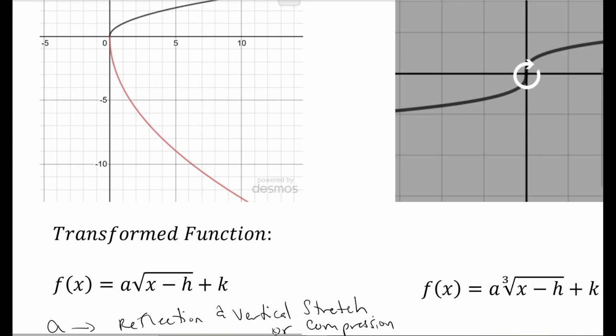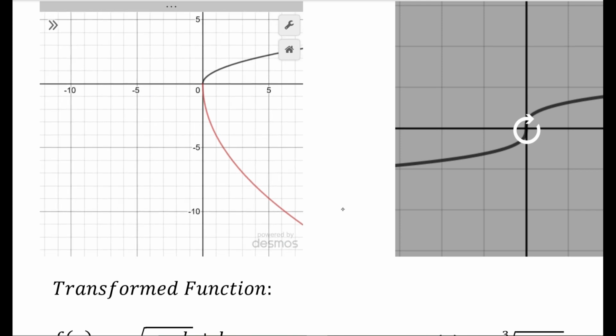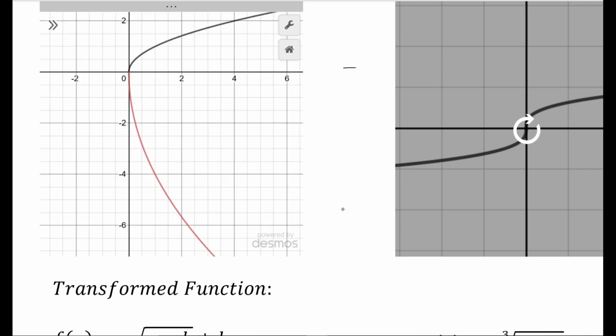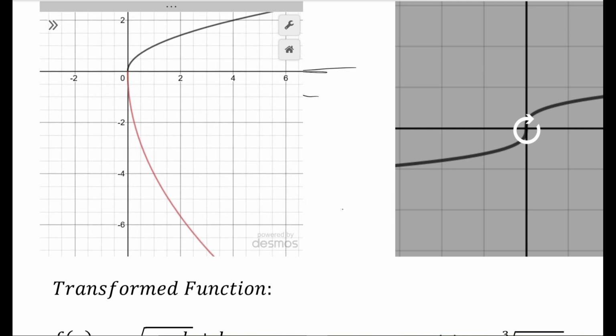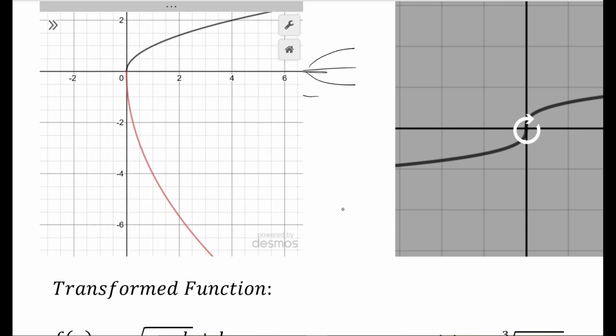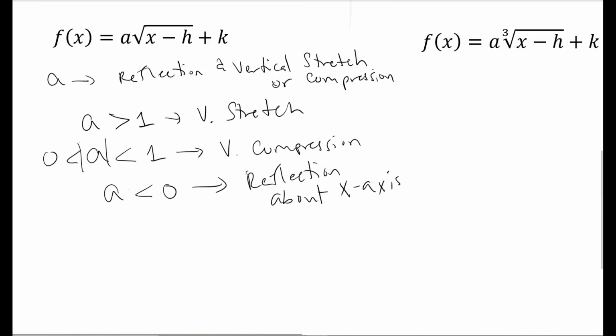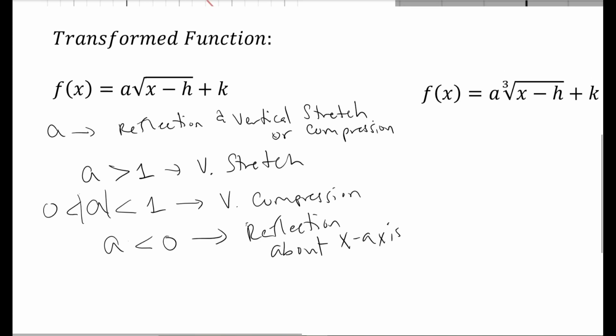Just like we mentioned earlier, this is a reflection, this is the x-axis here, right? This is the x-axis, and it's being reflected about the x-axis there. So if this is the graph, it's being reflected this way, right? So it's a reflection about the x-axis. All right, so that's what A does. Now let's take a look at H.